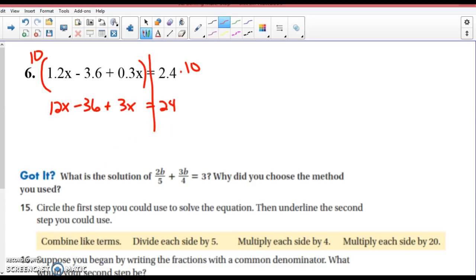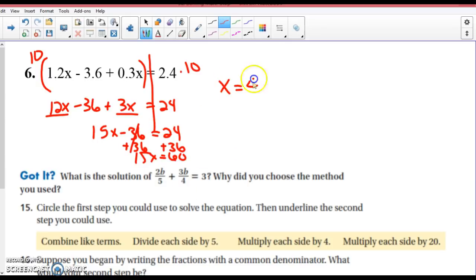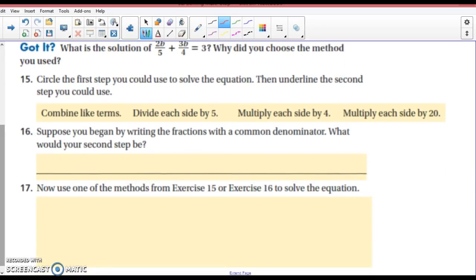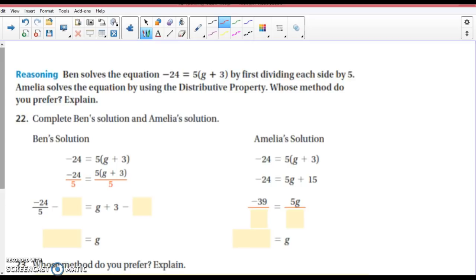It just looks better. Now, combine my terms on this side. I'll have 15x minus 36 equals 24. I'm going to add 36 to both sides. 15x is 60. Divide both sides by 15, and I end up with x is 4. We're going to skip that one because it's the same exact thing.